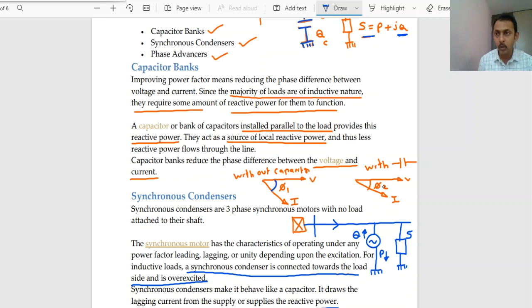One more thing: most of the loads are inductive in nature. Along with active power, they also require reactive power. In this formula, S is the total power, P is the real power, and Q is the reactive power, right? So, for example, without a capacitor, the angle between voltage and current is some phi1, and by adding a capacitor, the angle difference between the voltage and current will be reduced.